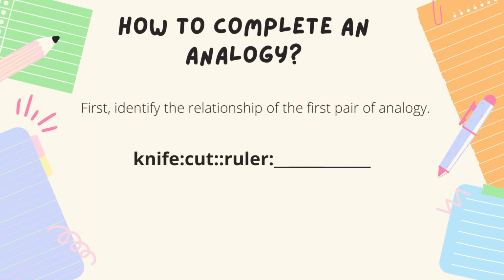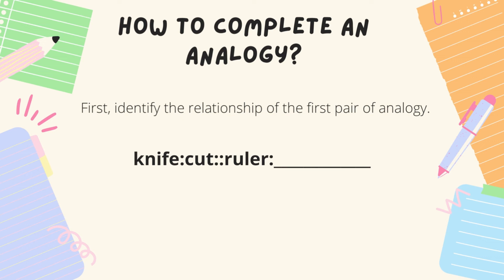How to complete an analogy? In completing an analogy, you have to first identify the relationship of the first pair of analogy. Let's look at this example. Knife is to cut as ruler is to blank. The analogy on the left side of the double colon will help us to think of the word that will complete the other analogy on the right.